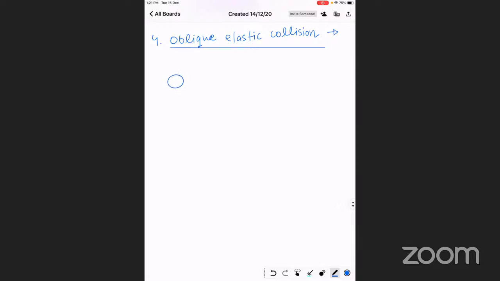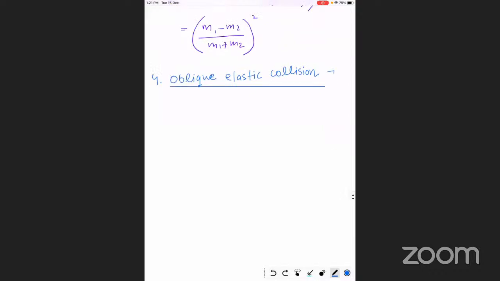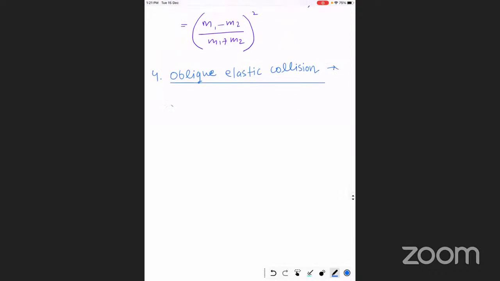Oblique elastic collision, this is m1. Everyone be careful, look at the screen, be attentive, do not sleep. m1 going with velocity u1, and this is m2, m2 at rest. So after collision, how are they going to move? Will they move in a straight line? Say no. No, sir. Okay, they'll move obliquely. Suppose m2 is moving like this.